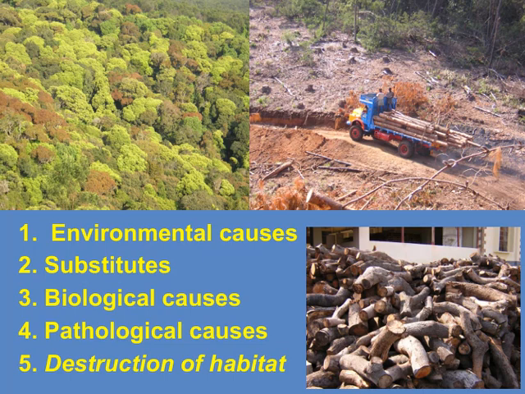biodiversity. When we look at environmental causes, we're talking about factors like pollution, climate change, and natural disasters that can significantly impact ecosystems and species survival. These external pressures often lead to habitat loss and can disrupt food chains.